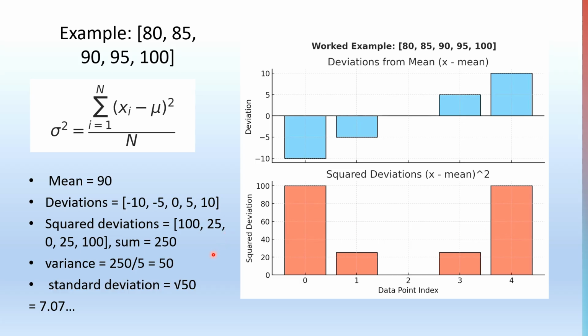So the squared deviations are 100, 25, 0, 25, and 100, these numbers over here. Add those together, that's 250. Now the variance, as our formula shows, is the sum of these differences squared divided by the number. So the sum was 250 divided by 5, so that's 50. And we know the standard deviation is just the square root of 50, which is 7.07, and there's a continued fraction.